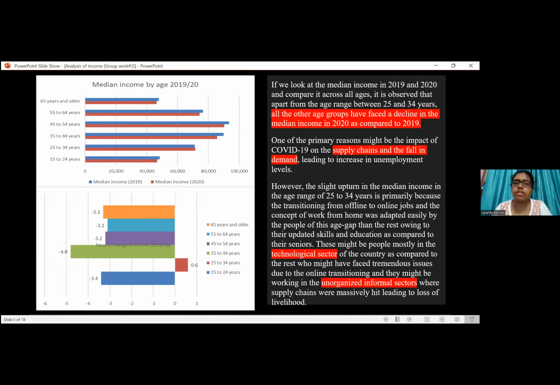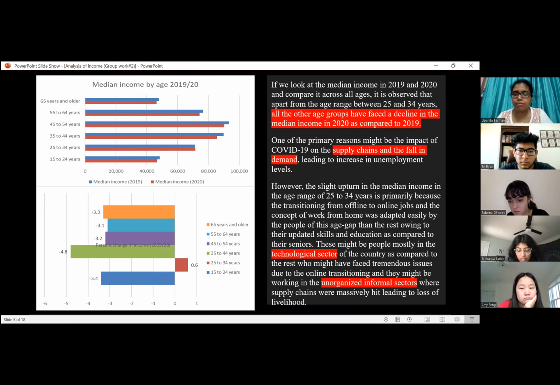If we look at the median income in 2019 and 2020 and compare it across all ages, it is observed that apart from the age range between 25 and 34 years, all the other age groups have faced a decline in the median income in 2020 as compared to 2019. One of the primary reasons might be the impact of COVID-19 on the supply chains and the fall in demand, leading to increased unemployment levels. However, the slight upturn in the median income in the age range of 25 to 34 years is primarily because the transition from offline to online jobs and the concept of work from home was adapted easily by people of this age group, owing to their updated skills and education as compared to their seniors. These might be people mostly in the technological sector, as compared to the rest who might have faced tremendous issues due to the online transition, and who might be working in unorganized informal sectors where supply chains were massively hit due to the loss of livelihood.